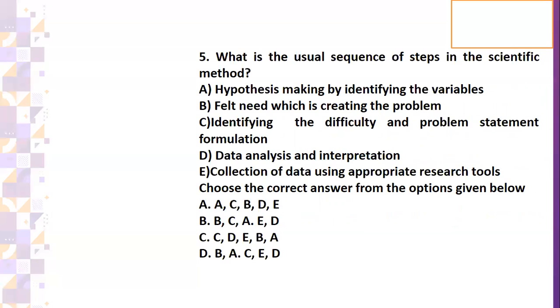So, whether it is hypothesis making by identifying the variables, felt need which is creating the problem, identifying the difficulty and problem statement, formulation, data analysis and interpretation, collection of data, and using appropriate research tools. So what is the sequence of steps in scientific method, whether it is hypothesis, whether it is creating a problem, whether it is identifying the statement, whether it is data analysis, collection of data. So you have to choose the sequence.